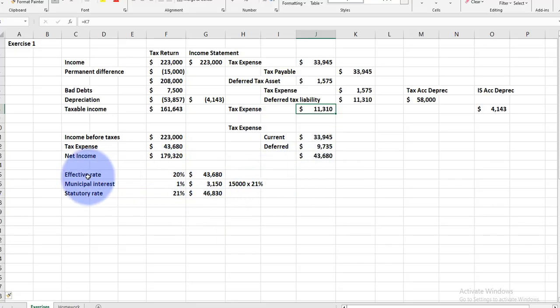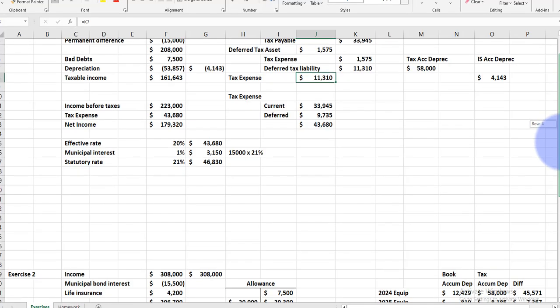And then doing our effective rate. We know that the statutory rate is 21%. Why do we have a difference in the effective rate? Because of the permanent difference. We saved $31.50, or 21% of the 15,000. That's 1% of our income before taxes. So we get an effective rate of 20%. Municipal interest was 1%. That evens out at the statutory rate of 21%. So you can see what the impact was of the permanent difference.